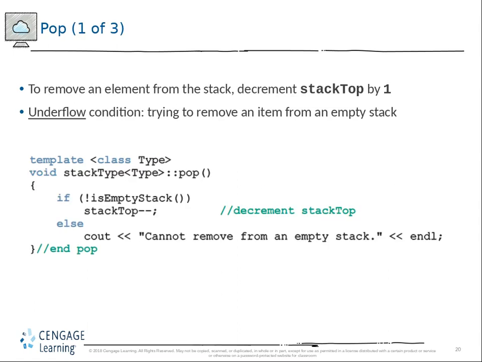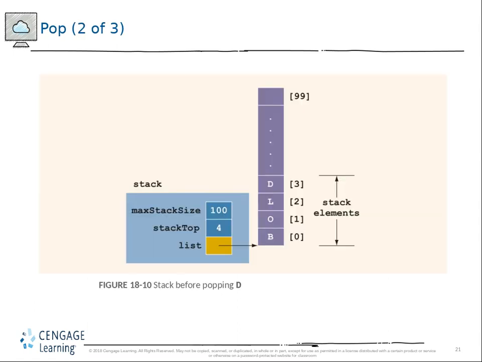All right, so let's talk about pop. Are they going to show pop? So for a stack before popping D in an array, what would you do? Decrement stack top. Is there any case where we're going to have any issue like with push, where the array isn't big enough? For pop, it doesn't happen.